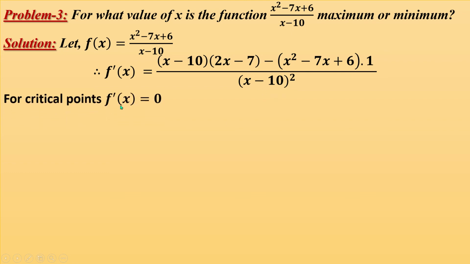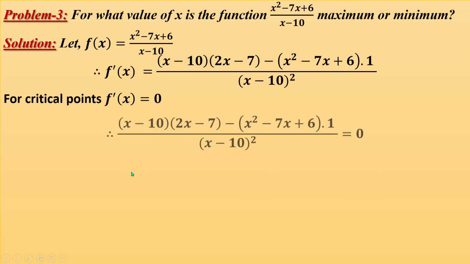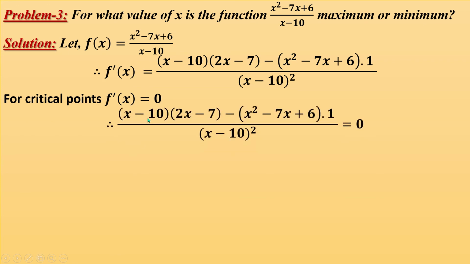For critical points, f prime x equals 0. Therefore (x minus 10)(2x minus 7) minus (x square minus 7x plus 6) times 1, divided by (x minus 10) whole square, equals 0. This implies 2x square minus 27x. By calculating, we will get this.